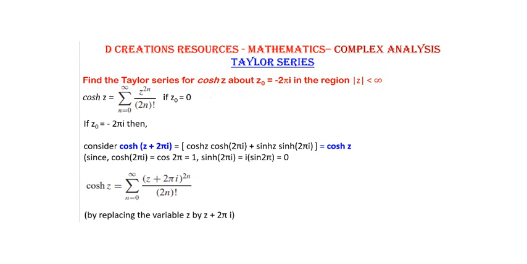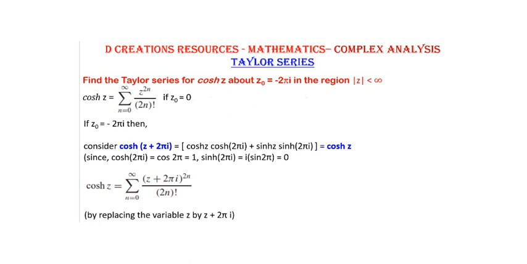Now, certain things that you need to take into account here: first of all, the expression for cos z, the series expansion, n going from 0 to infinity, z raised to 2n divided by 2n whole factorial. Of course, this is true if z0 is 0. Now, in our case, z0 is given to be minus 2 pi i, so z minus z0 is going to be z plus 2 pi i.